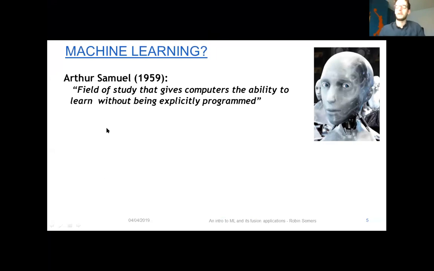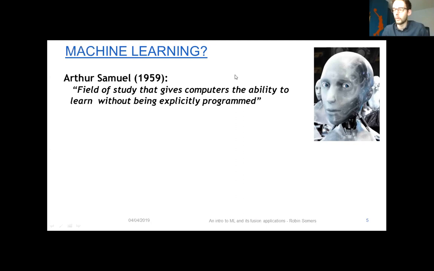We'll first have a look at one definition given by Arthur Samuel, regarded by many as one of the first in the scientific field of machine learning. He gives a short definition: machine learning is a field of study that gives computers the ability to learn without being explicitly programmed. This is already something meaningful, right? We can work with this.